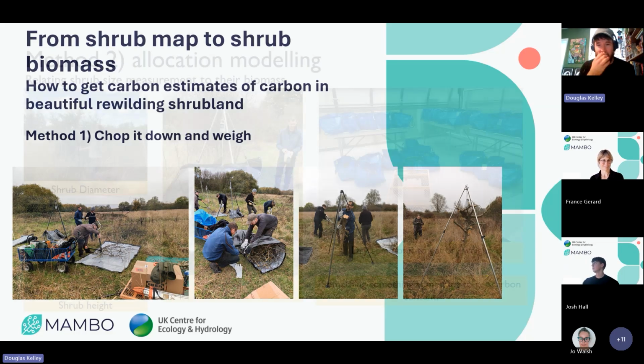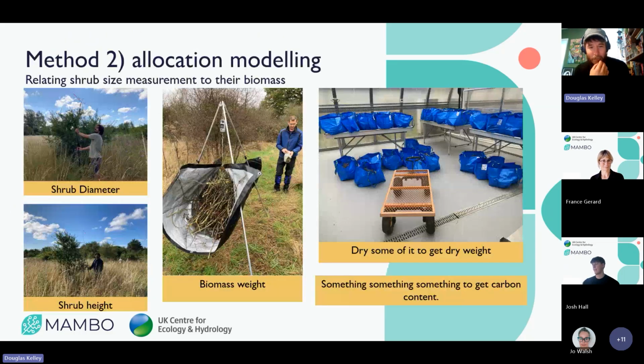The second point is to actually start taking a few more measurements while you're doing this that you then start building a model on. So before we did this, we had the foresight to go out and measure shrub diameter and shrub heights of all these shrubs we were about to chop down.